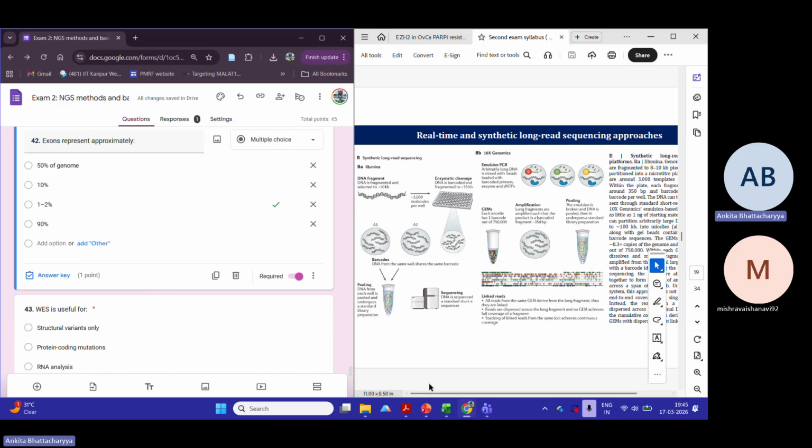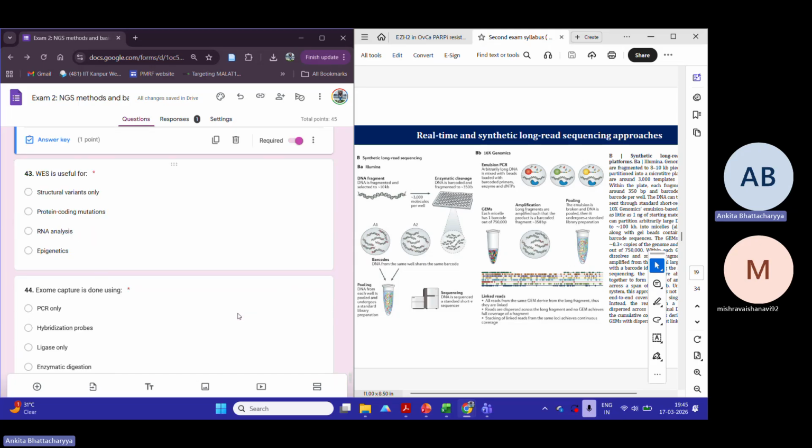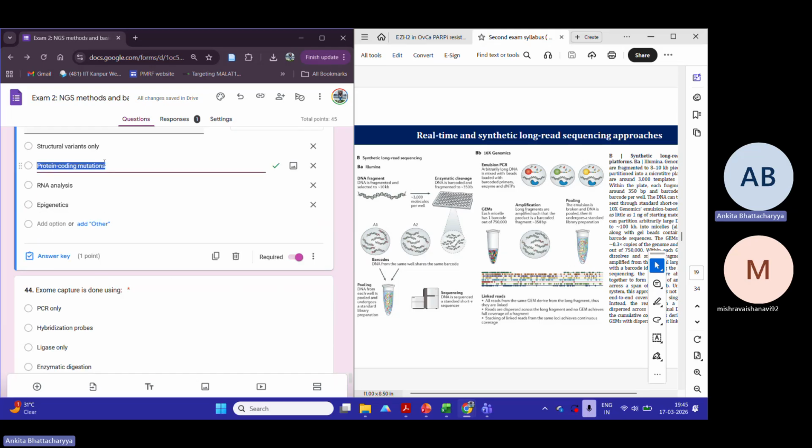Then WES is useful for which of the following? Structural variants only, or protein coding mutations, RNA analysis, or epigenetics. So exon sequencing or exome sequencing is going to give us functionally relevant mutations, or at least coding mutations. And so that in this case is the correct option.